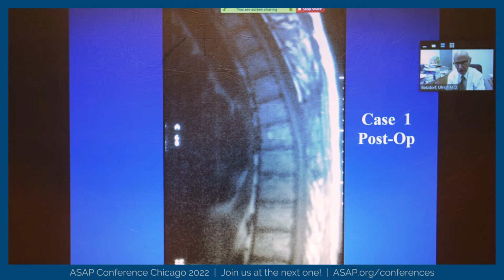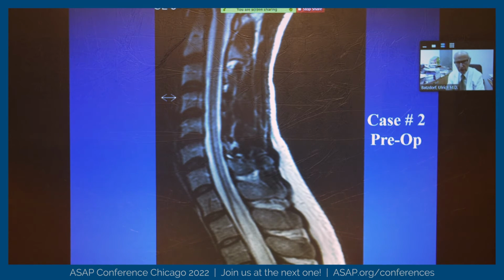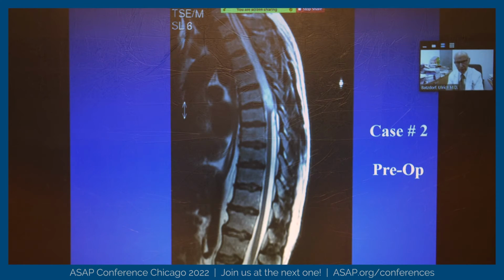And here it is, the same patient after surgery, and the syrinx cavity is gone. This is another case. You see the syrinx cavity in the lower part of this T2 weighted MR scan. And here you can see the lower extent of that goes well into the thoracic region.